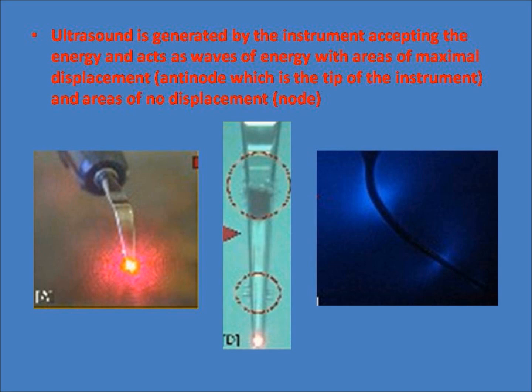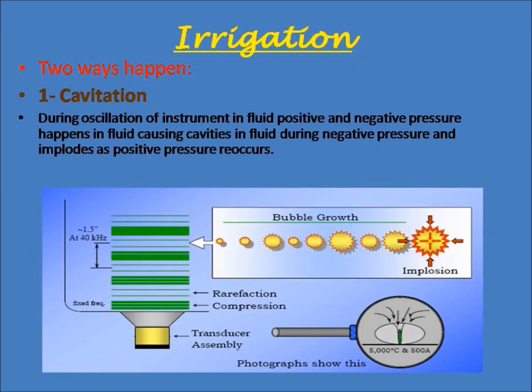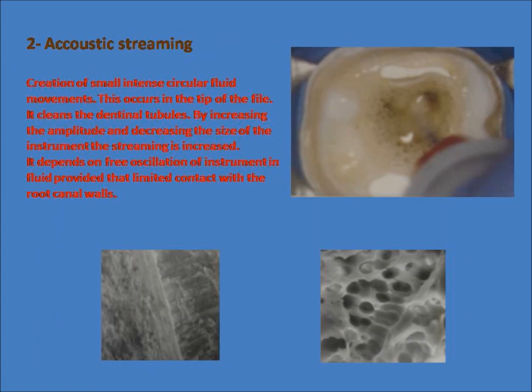Ultrasonic devices have proven very efficient for irrigating the root canal system. During free ultrasonic vibration in a fluid, two significant physical effects are observed: cavitation and acoustic streaming. During oscillation in a fluid, positive pressure is followed by negative pressure, causing implosion. This is cavitation. Acoustic streaming creates a small, intense circular fluid movement around the instrument.